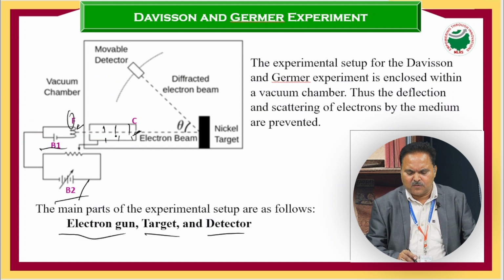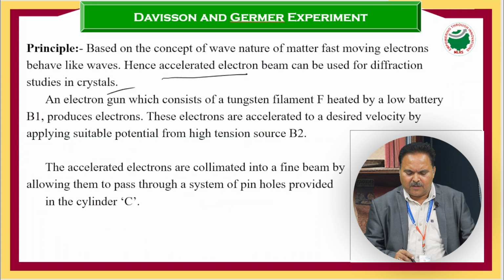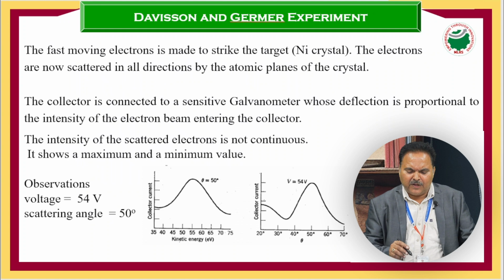From this hole the electron beam is coming out. It will be incident on the nickel crystal. The fast moving electron is made to strike the target of nickel crystal. The scattered electrons will be in all directions, but at a particular direction the detector will detect them at some angles. That is according to atomic planes.